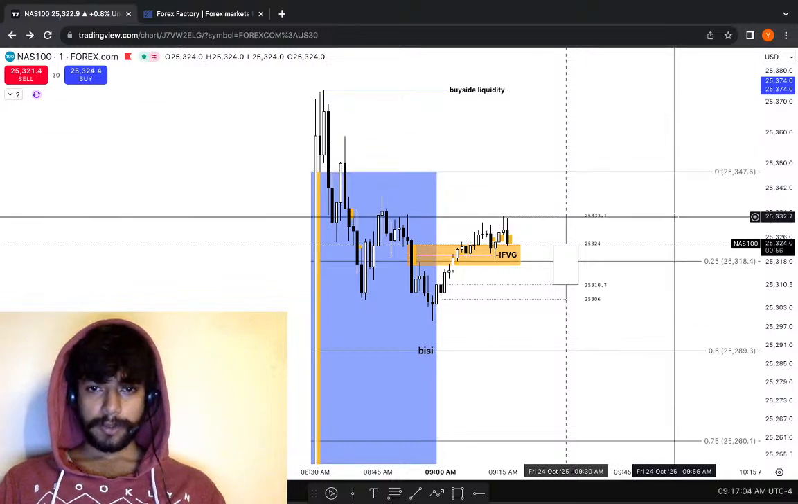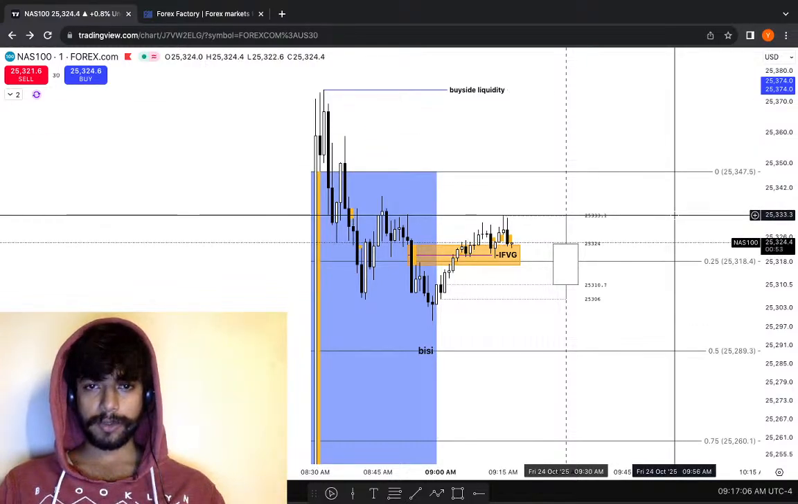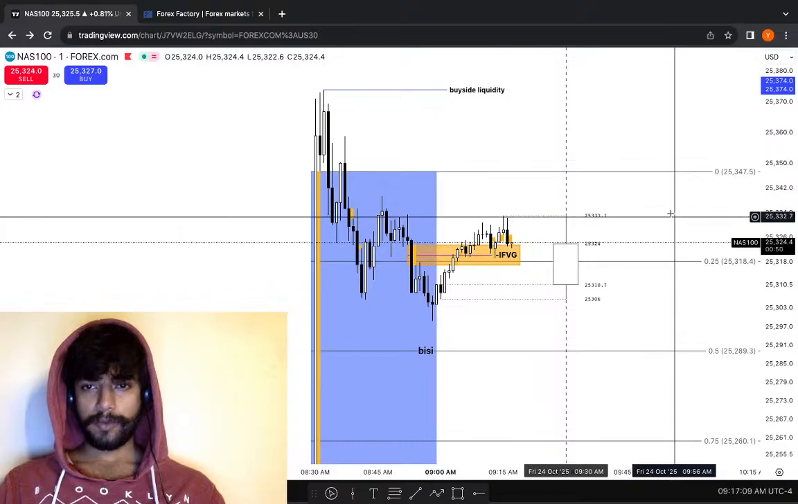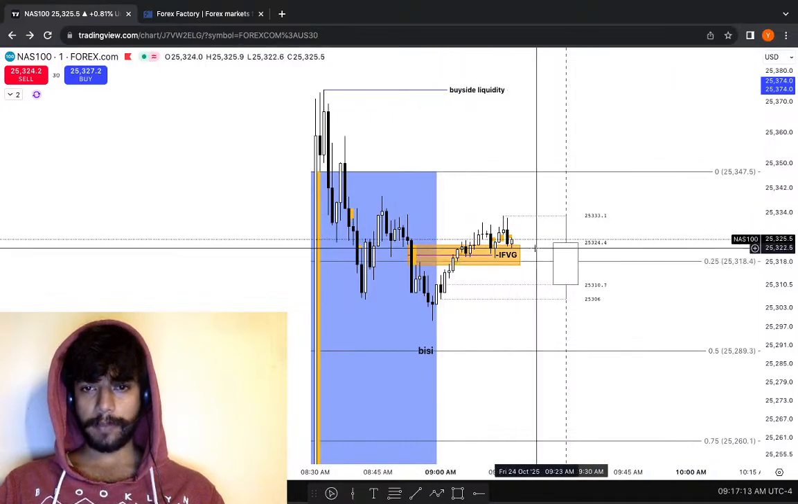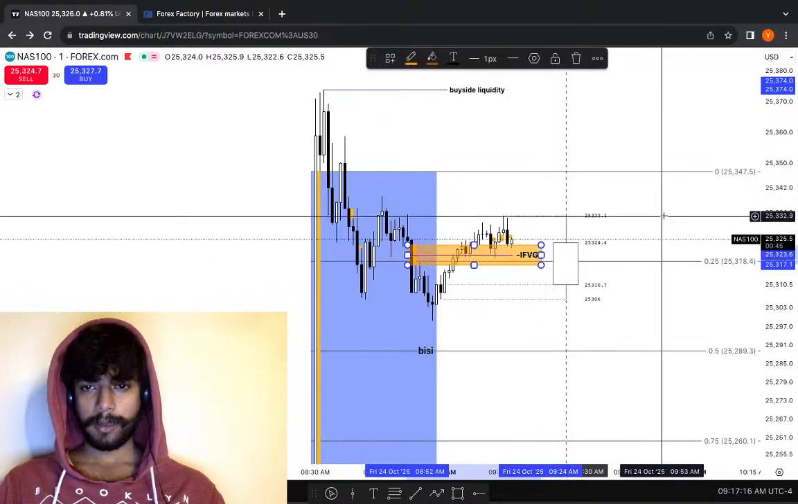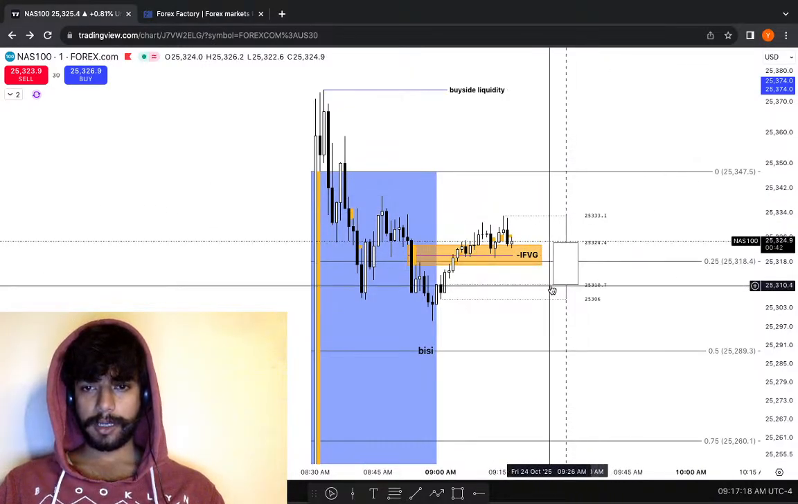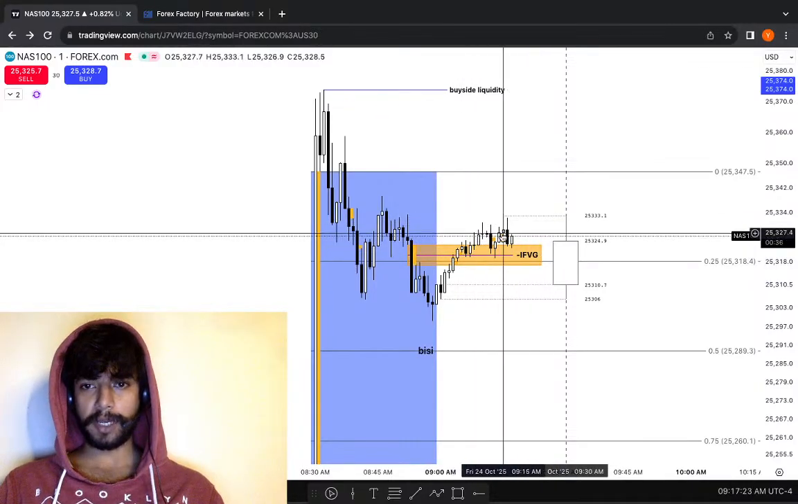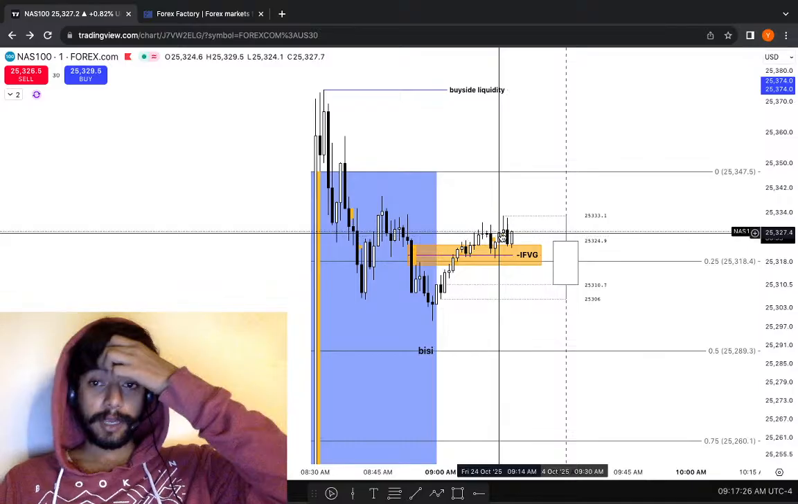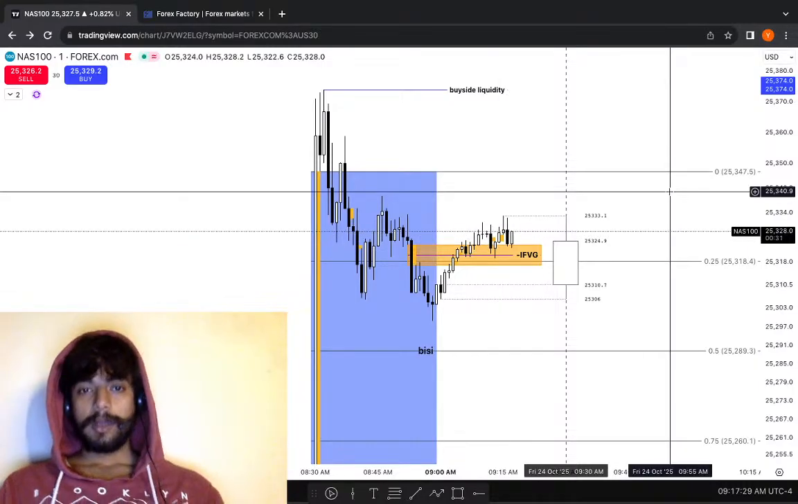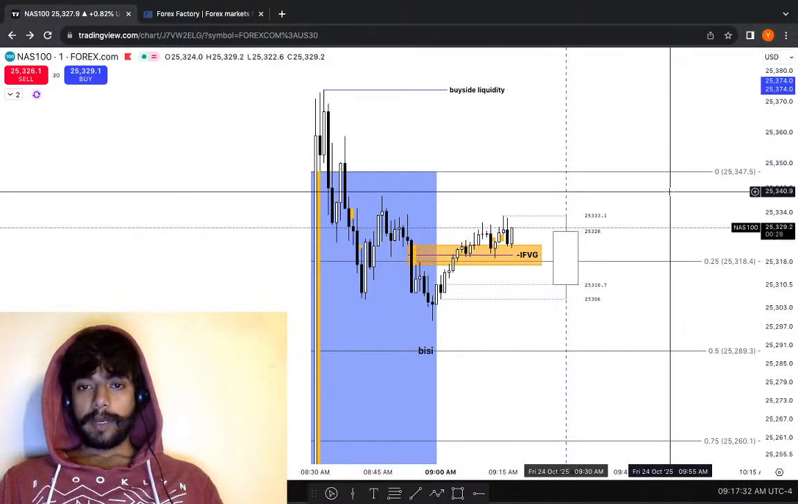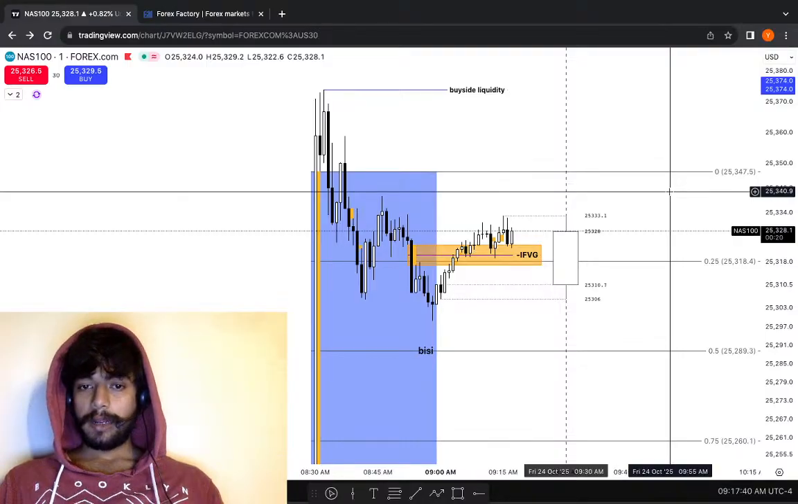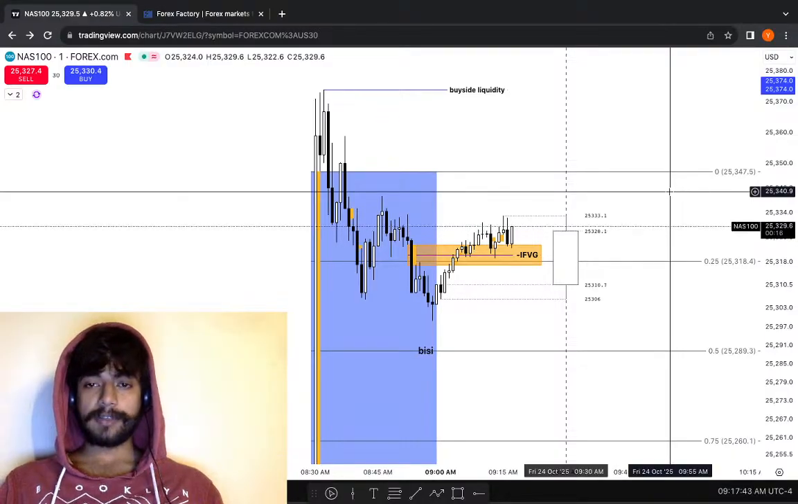Now if it really wants to move higher, then it should support this gap. Otherwise this is the accumulation of shorts by the smart money. That is something which I'm looking for. From now till 9:30 they will accumulate shorts, then they will manipulate retailers chasing prices higher. This is something I am anticipating.